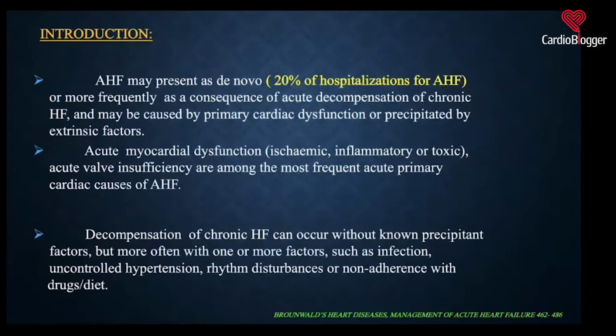So 20% are the de novo, whereas the 80% are the decompensation of a chronic compensated heart failure. Now we know that there are various causes of heart failure. I won't go into detail, but it varies from ischemic heart disease, which is the most common. Any MI can cause it, with mechanical complications like a ventricular septal rupture, a free wall rupture, or acute mitral regurgitation, or an RVMI can cause heart failure.